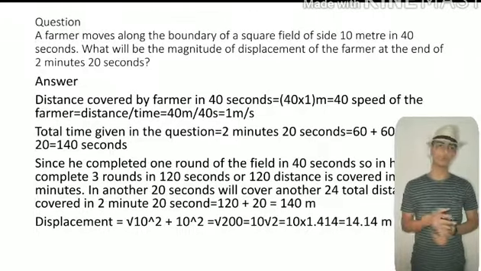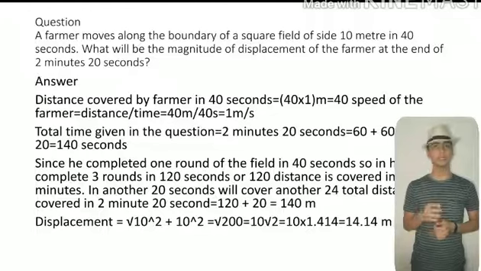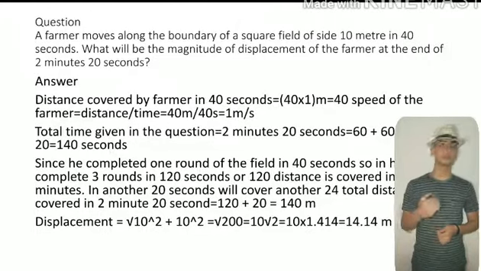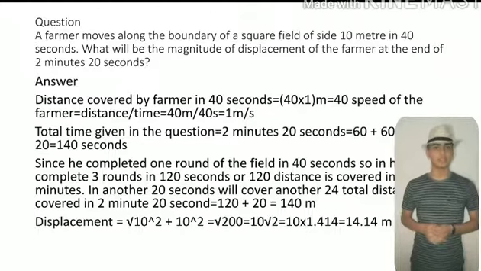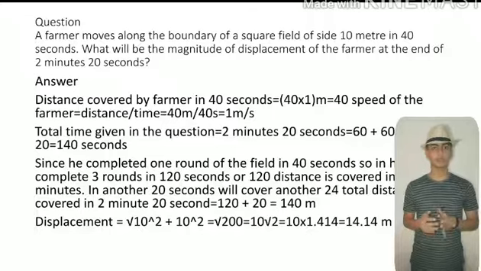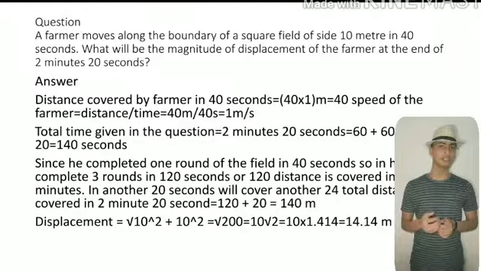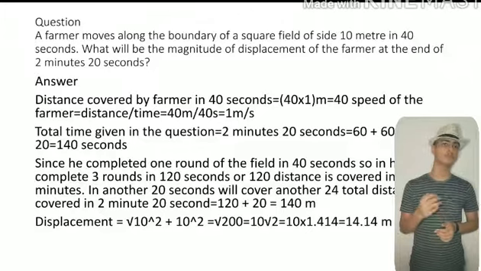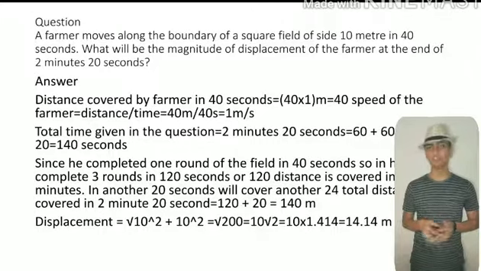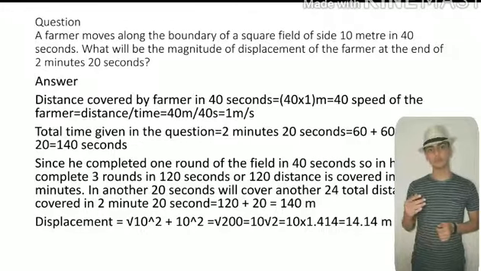The total time given in the question, that is 2 minutes 20 seconds, is equivalent to 2 into 60 plus 20, that is 140 seconds. So the total time is 140 seconds. Since one complete round of the field takes 40 seconds, he will complete 3 rounds in 120 seconds, or 2 minutes. So 120 meters distance is covered in 2 minutes, and in another 20 seconds he will cover around 20 meters. So the total distance covered in 2 minutes 20 seconds will be 120 meters plus 20 meters, making it 140 meters.